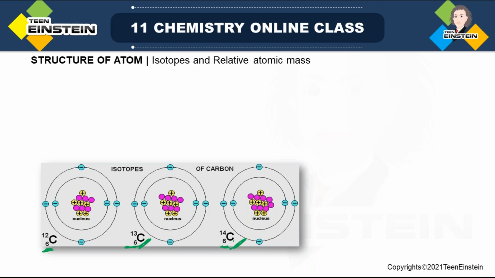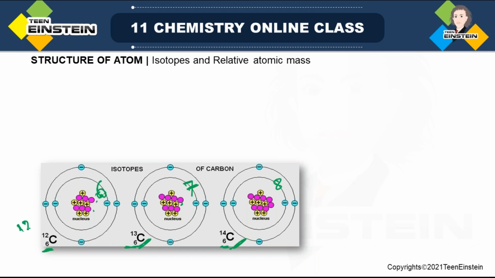Now how are they different? Proton number is the same, right? You can see this yellow color. These particles are positively charged and they are protons. So in each of these three pictures, three atoms, the number of protons is the same. That is this yellow part. But the neutrons, which are these pink balls: here it is 6, right? Here it is 7. Here it is 8.